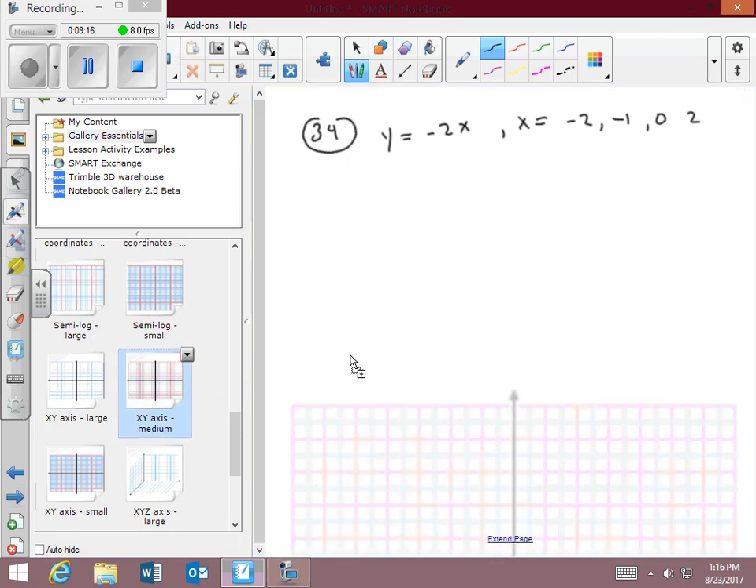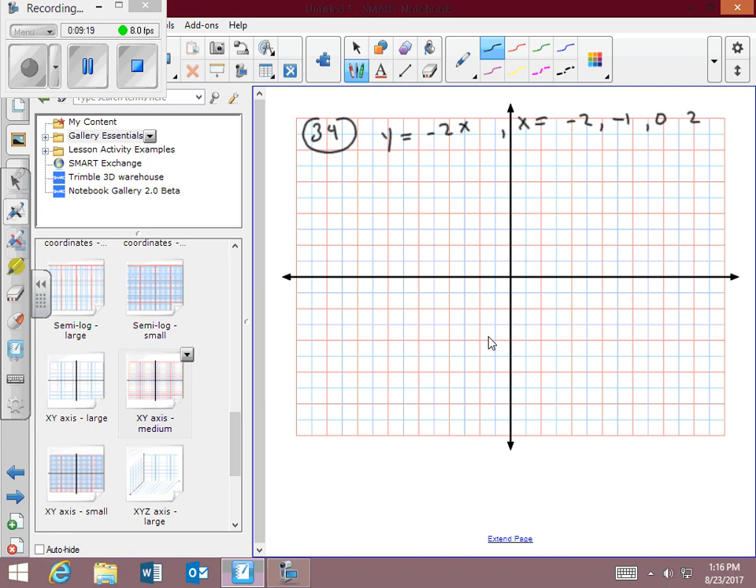So what we're going to do is we're going to have to graph it. And the easiest way to do this is to just set this thing up where you put x values here and y values here, and the x values that are given to you right there, minus 2, minus 1, 0, and 2. And then we can find out what the y values are for the ordered pair solutions, right?